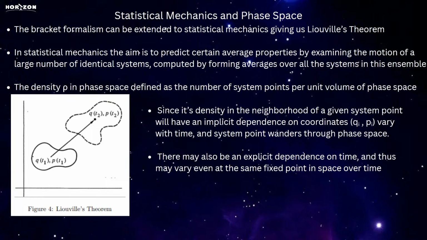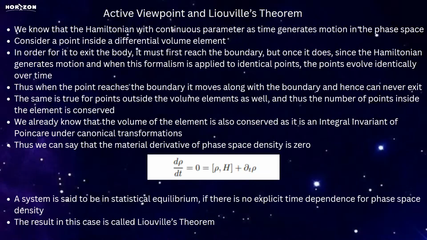Here is another one, statistical mechanics. In statistical mechanics, we can represent, again, a system in a phase space. We can also define a sort of density in phase space as the number of possible system configurations per unit volume of phase space. Now, here is the interesting thing. Since the Hamiltonian generates motion in phase space, we have a very important result called Liouville's theorem.